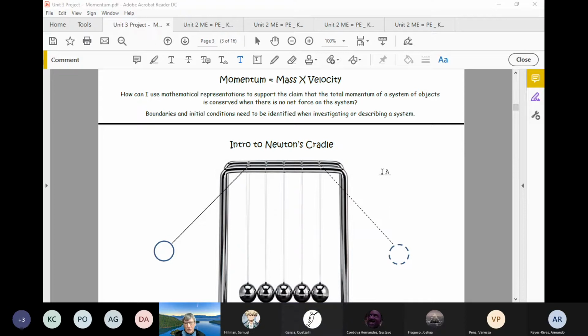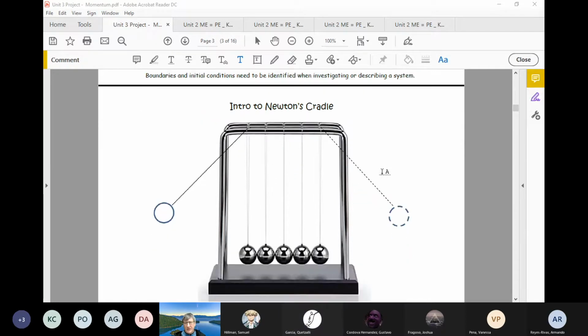So boundaries and initial conditions need to be identified. So we're going to study this system of Newton's cradle to begin with in order to learn more about momentum and collisions, because don't we have collisions between these balls when we drop them? So when we study a system like this, we have to start by setting some boundaries. We got to have a boundary in here, something that limits our study. For example, really what we're trying to do is limit our study of Newton's cradle to this boundary here. I didn't draw it very well.